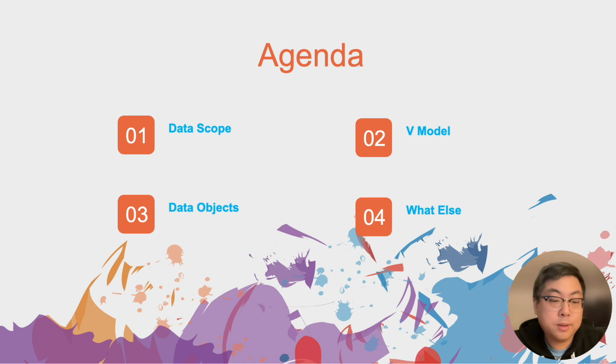So this is a group of objects that represent the customer data. And number three, we can talk about different data objects in the system. And number four, we're going to wrap up what else we haven't talked about.